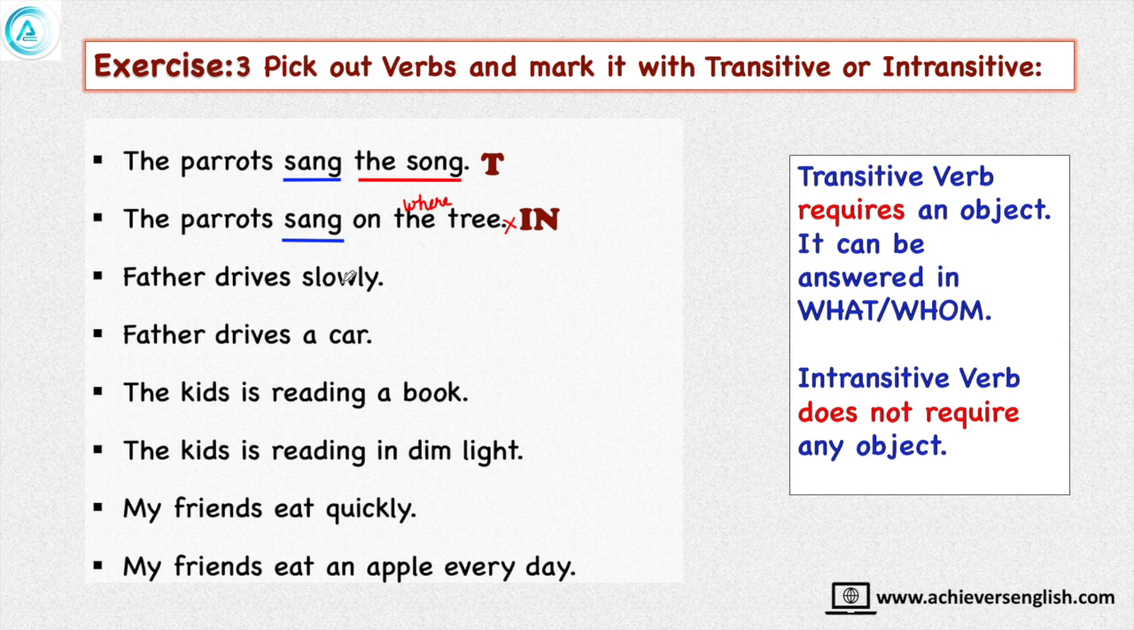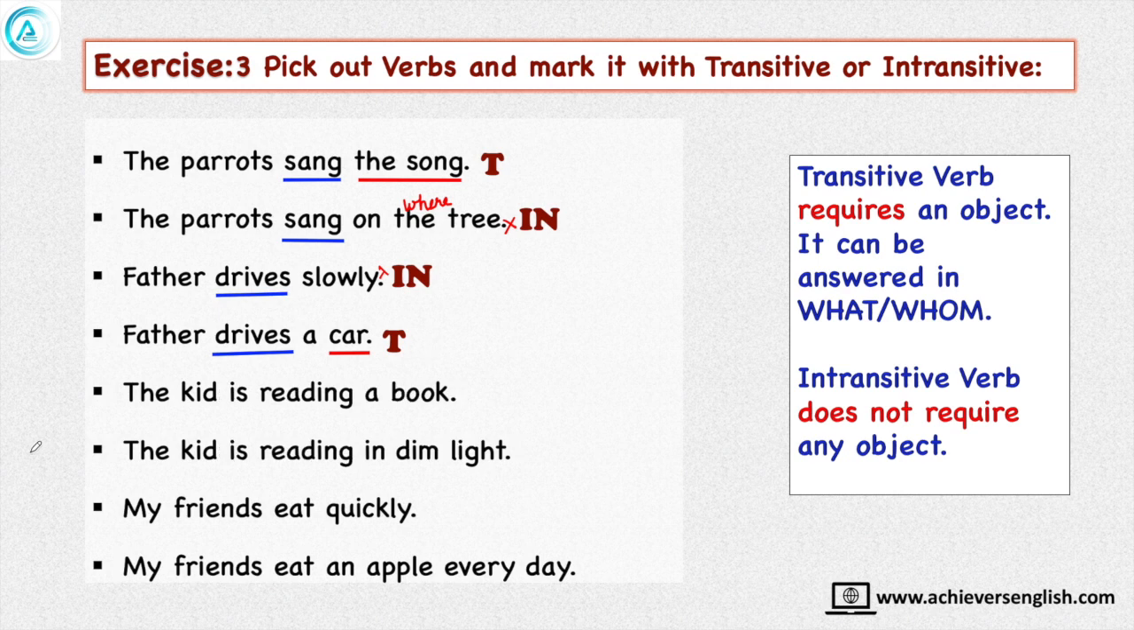Father drives slowly. Father drives a car. Slowly is not an object. Car is an object. Therefore, this drives is intransitive and this drives is transitive verb. The kid is reading a book. The kid is reading in dim light. Is reading is a verb, but in the first sentence there is an object, book. But in another sentence there is no object. Therefore, this is transitive verb and this is intransitive verb.